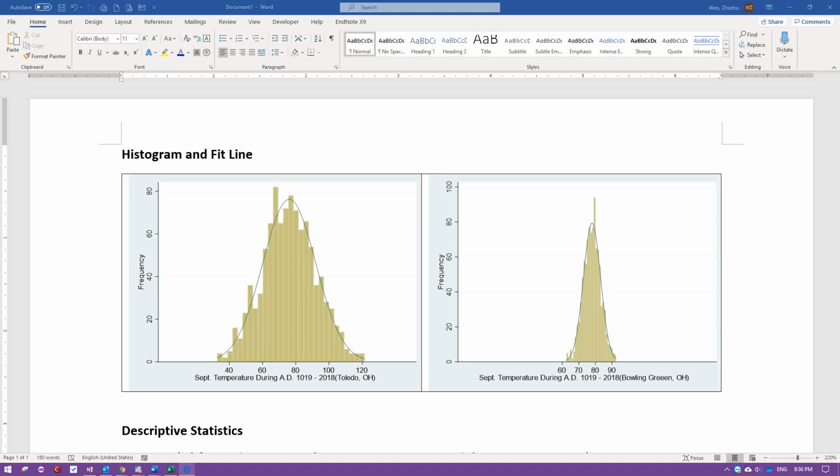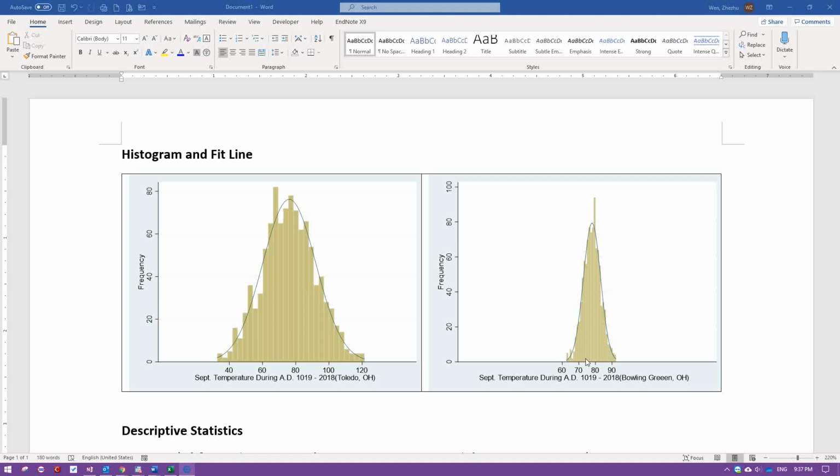Again, this data shows you the summary of the last 1,000 years of average September temperature in Toledo to your left and Bowling Green to your right. The same story, right? Bowling Green has a much smaller spread, therefore making the prediction of Bowling Green weather relatively easier than predicting the Toledo weather. Toledo weather has a much greater spread, spreading all over the place, starting from somewhere sub 40 all the way to above 120. But that is not the case with Bowling Green.